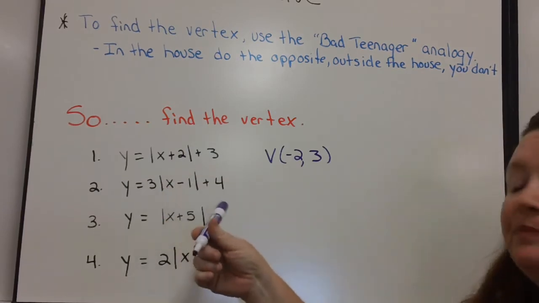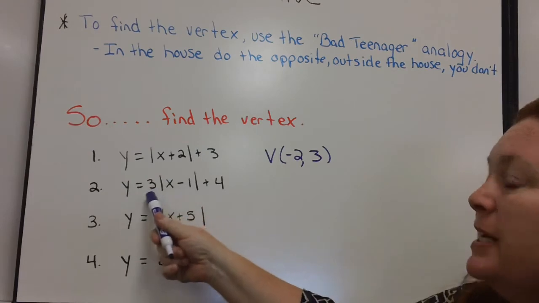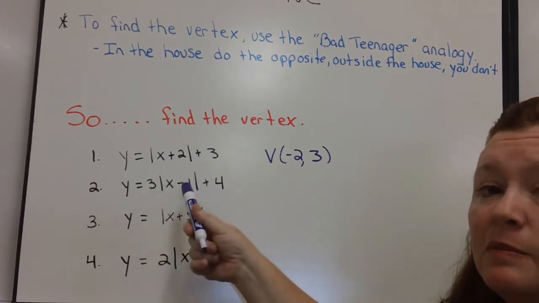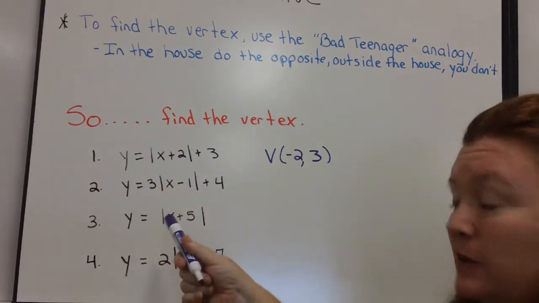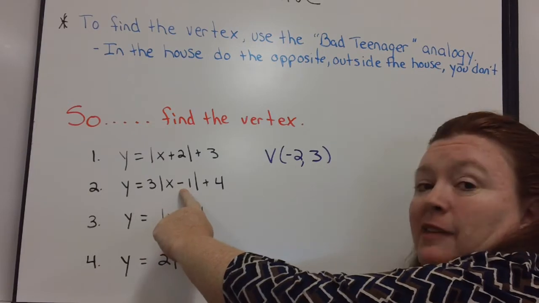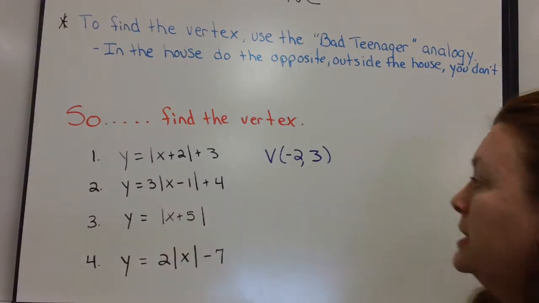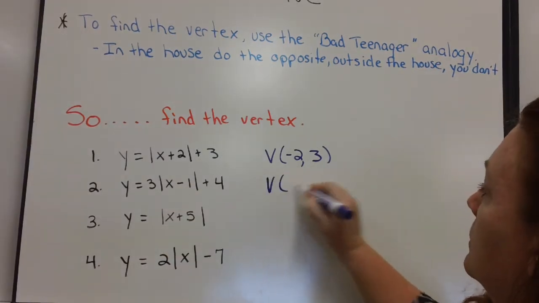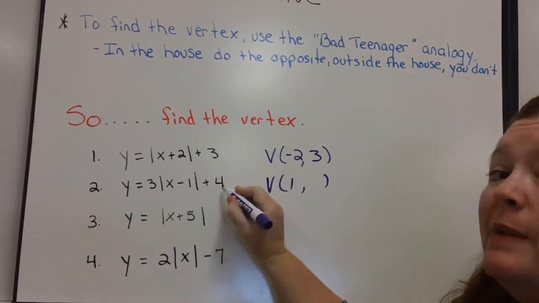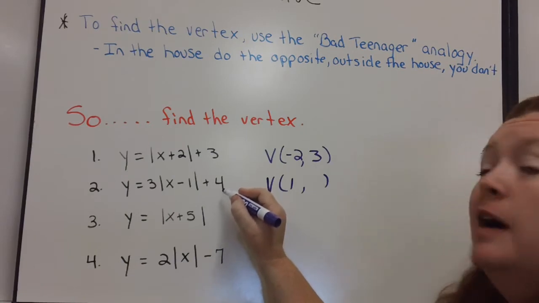Let's try another one. Inside the house. Now I see a 3 over here, but that is not affecting my vertex because it's not inside the house. Sorry. So I see a -1. The opposite is +1. So my vertex is a +1. And outside the house, what am I adding or subtracting? A 4.